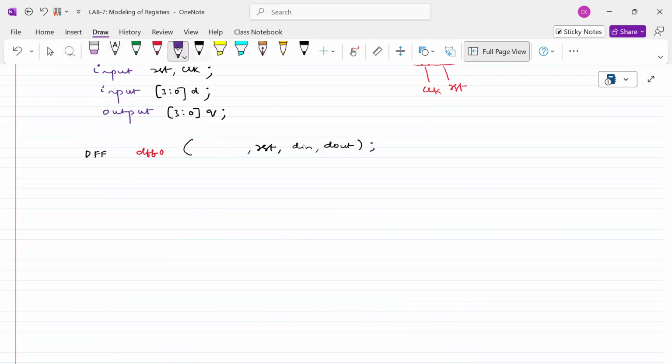I have written the clock here, right? Okay. Dot clock is available. But now what we have to do? The clock of the DFF is connected to the clock of this particular module. Are you getting the point?